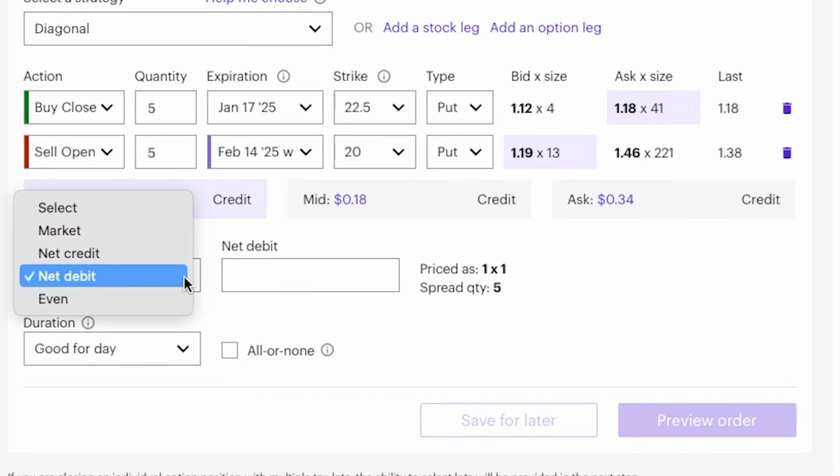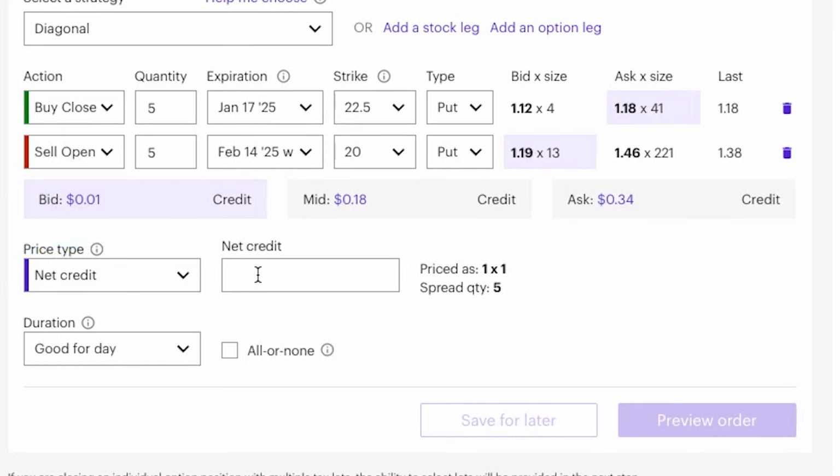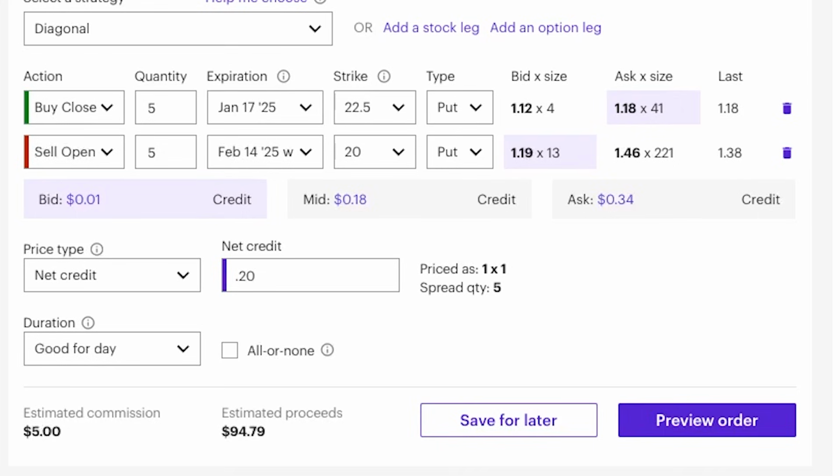And so right here, you change this to net credit, and then the midpoint is 18 cents, but you could put like 20 cents. And usually that'll fill at some point throughout the day. And it shows you down here the proceeds would be, after commissions, you're going to get like $100 to go down in strike price. I hope you found that helpful and it opened up your eyes to the mechanics behind rolling and how you can use it to maximize your income.